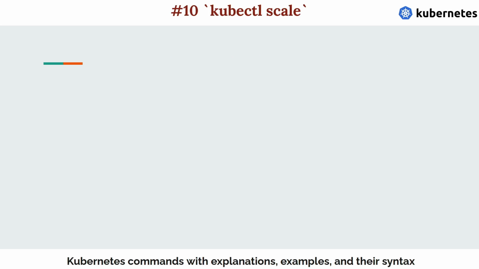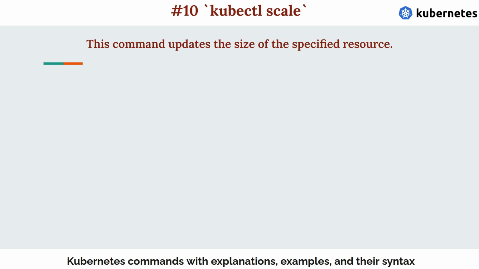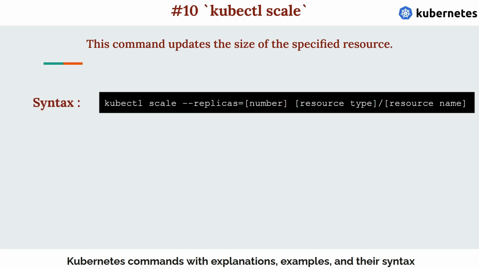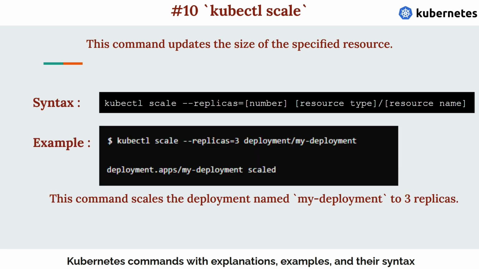Next command is kubectl scale. This command updates the size of the specified resource. Let's see the syntax. The usage of the kubectl scale command starts with the kubectl scale keyword, followed by replicas equals number, resource type slash resource name. This command scales the deployment named my-deployment to 3 replicas.